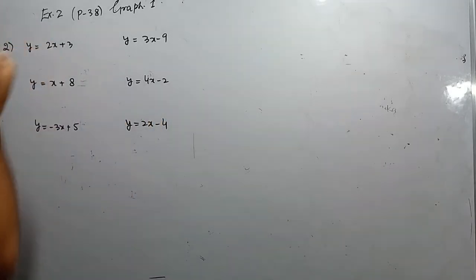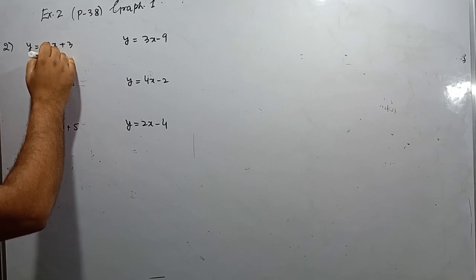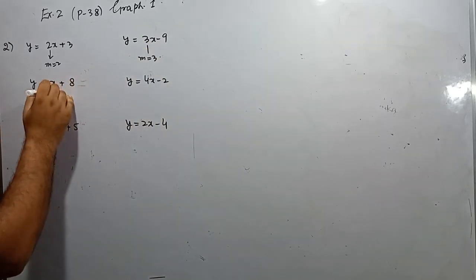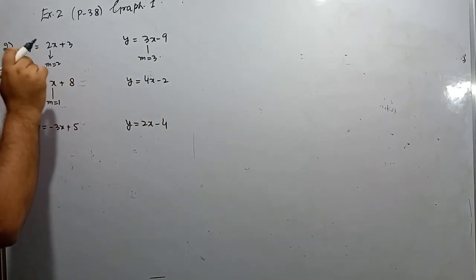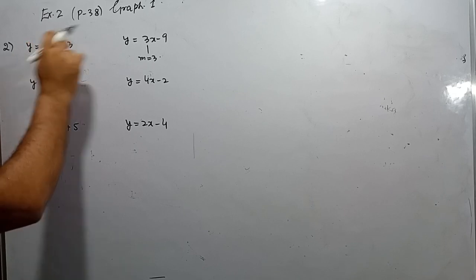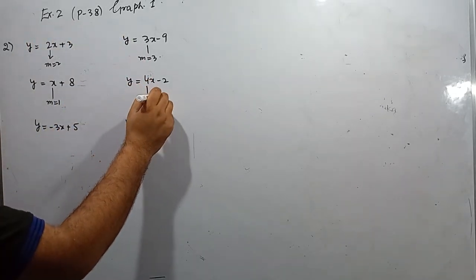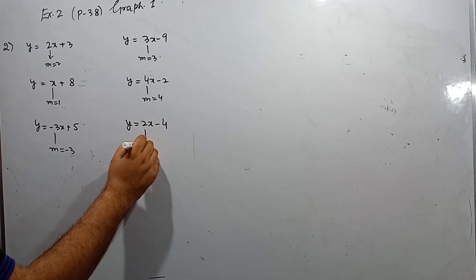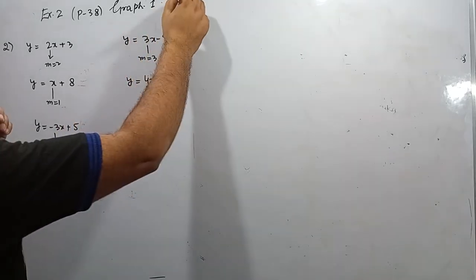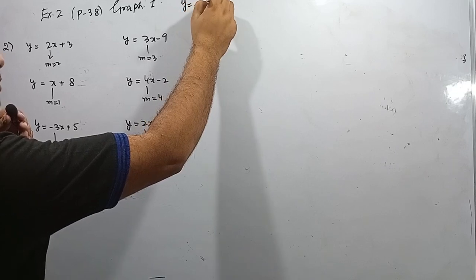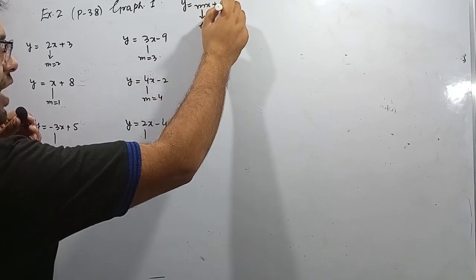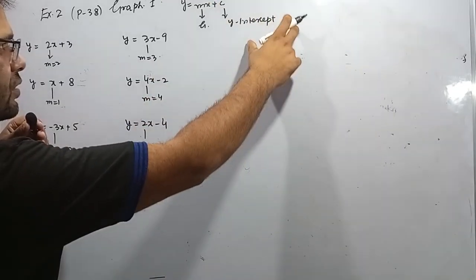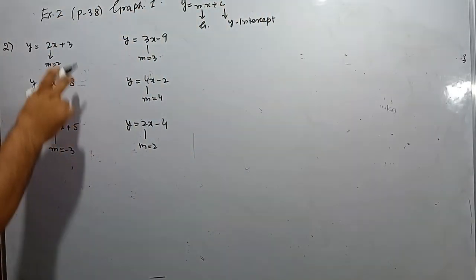See here, first we will check the gradient. Here the gradient is 2, here 3, here 1. It is the coefficient of x. Here the gradient is 4, here minus 3, here 2. We know that when we have the equation in the form y equals mx plus c, then m is the gradient and c is the y-intercept. On the basis of this rule, I have written the gradients here.